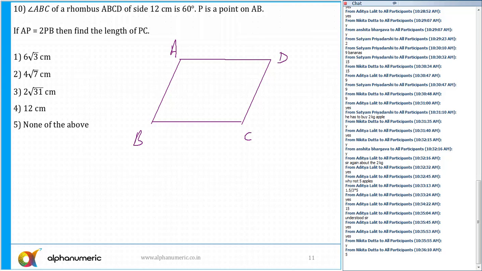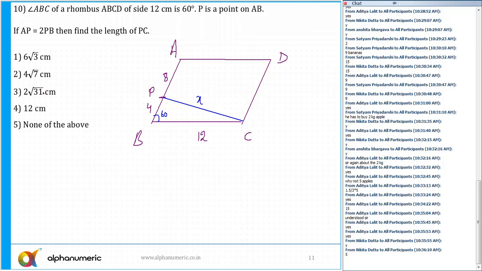P is a point on AB such that AP is equal to twice PB. So let's say this is P. AP is equal to twice PB, and the total length is 12, so this will be 4, and this is 8. Find the length of PC. So you can join PC. And this angle is equal to 60 degrees. And let's say this is X.